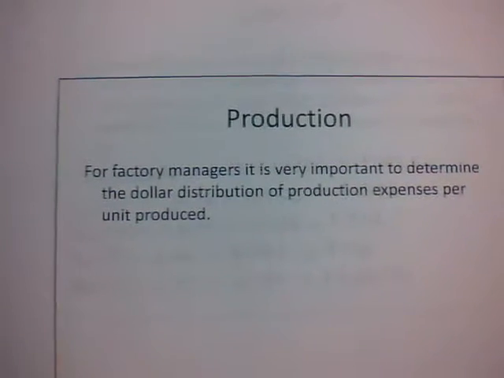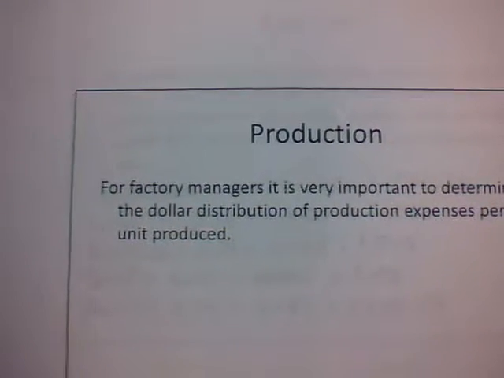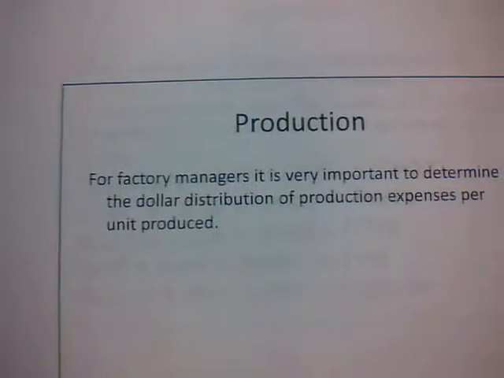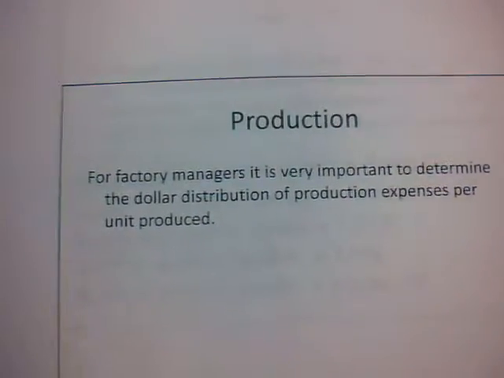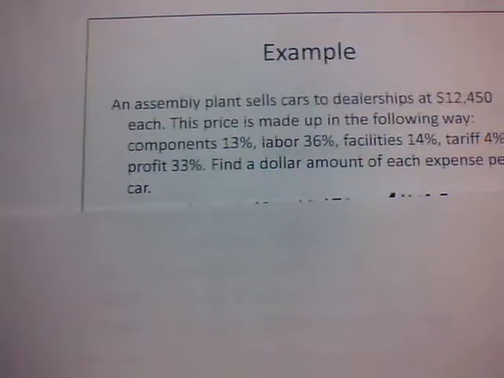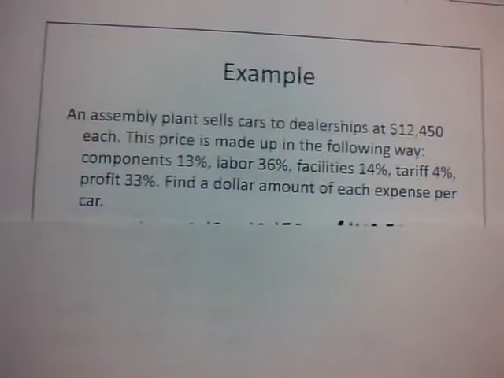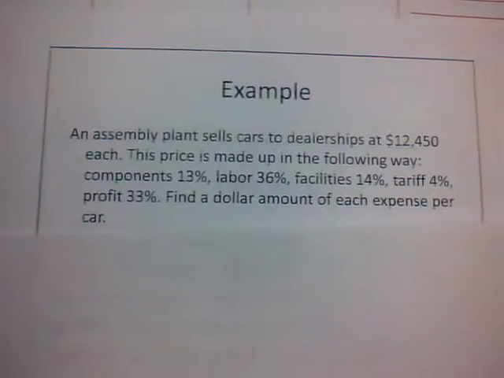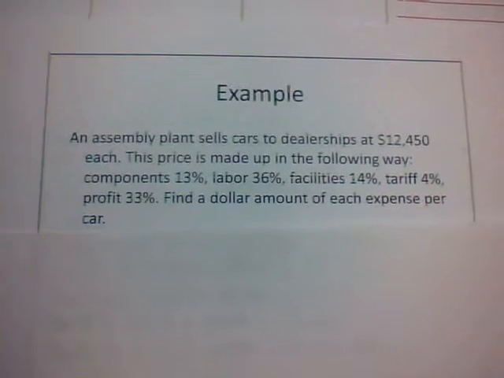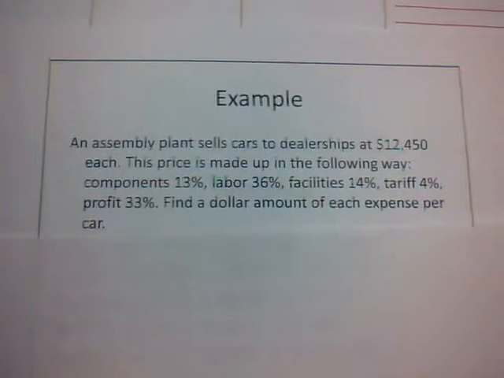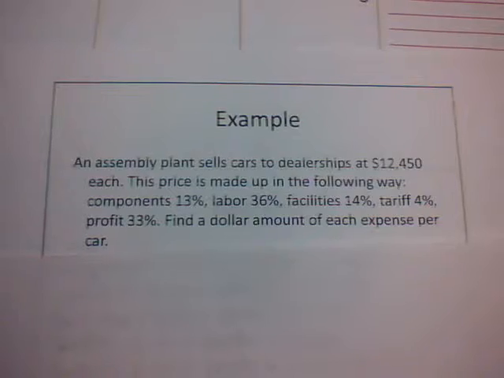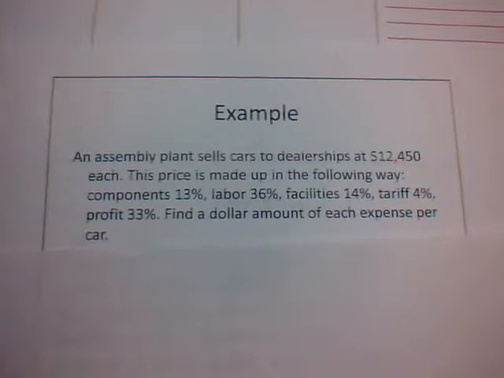All right, next we'll look at production. For factory managers, it is very important to determine the dollar distribution of production expenses per unit produced. Okay, and in this example, this is going to be quite easy. Let's say an assembly plant sells cars to dealerships at $12,450 each. This price is made up in the following way. Components is 13%, labor 36%, facilities 14%, tariff 4%, profit 33%. Find a dollar amount for each expense per car.